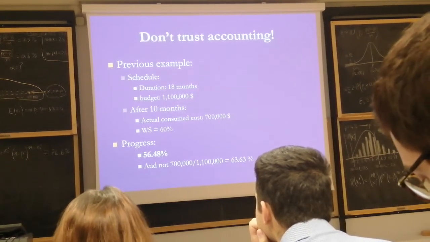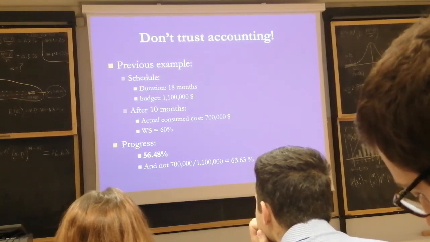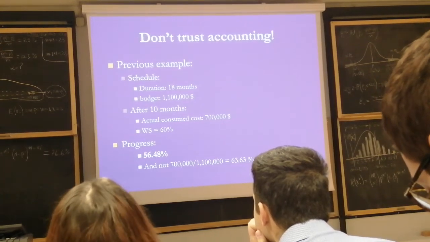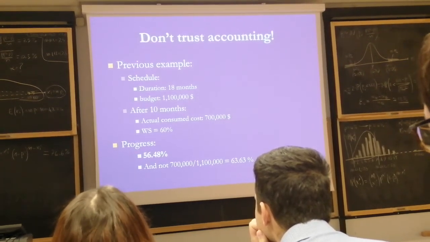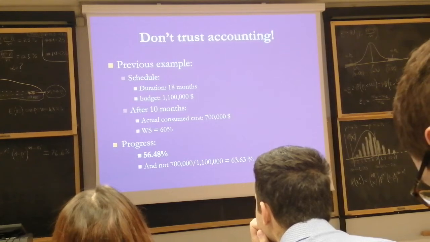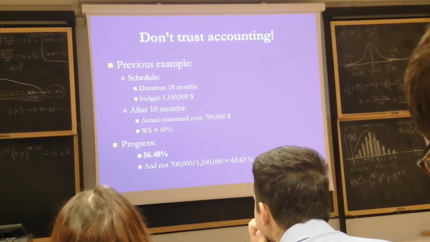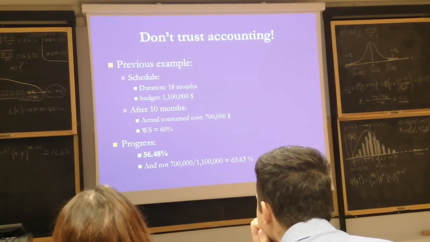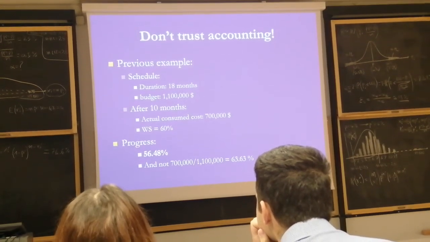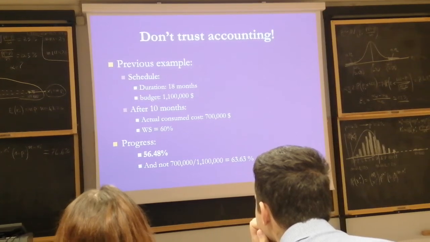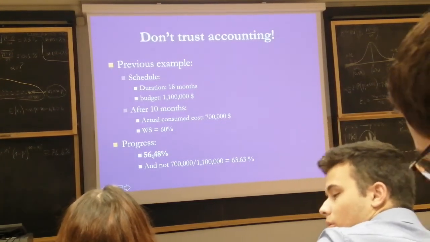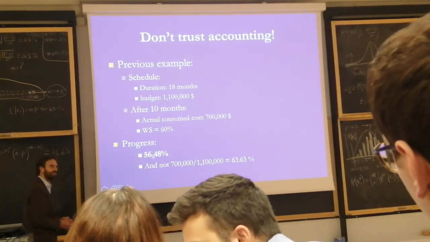But in fact, we did only 56.48, so we're late, right? Because the difference between WS and WP is late. We're late by around 3.5 percentage points. And what about cost? Well, it looks like if everything is linear, we spend 63% of budgeted cost to do only 56. So it looks like we're also spending more.